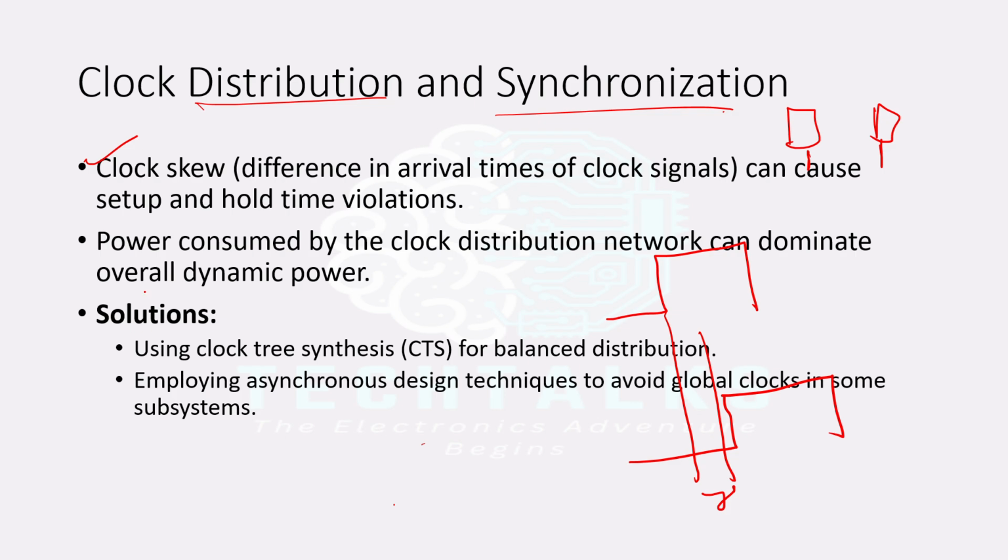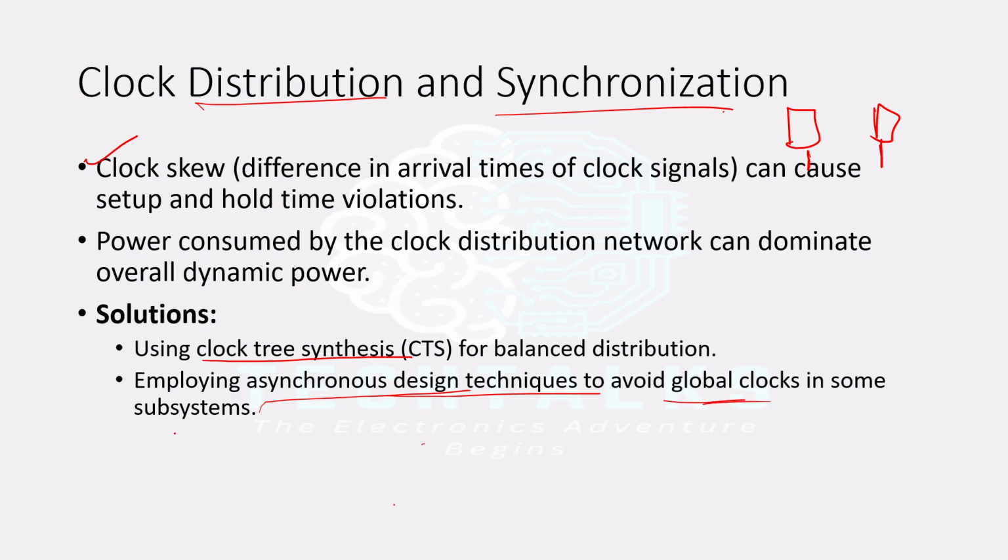And coming to power consumed by the clock distribution network, the clock distribution network will always consume power. In order to reduce the power consumed by the clock distribution system, we use something known as CTS, clock tree synthesis. In this, we analyze all the modules that need the clock, and we maintain a particular network of clock distribution which will consume very little power, while at the same time reducing clock skew and providing clock for every system. We can also employ asynchronous design techniques to avoid global clocks in some subsystems.